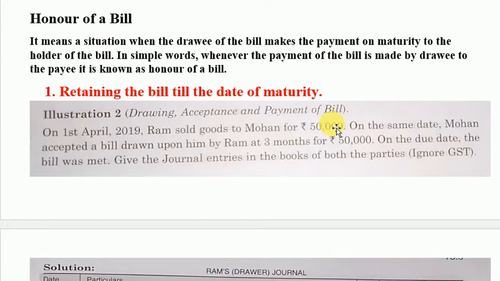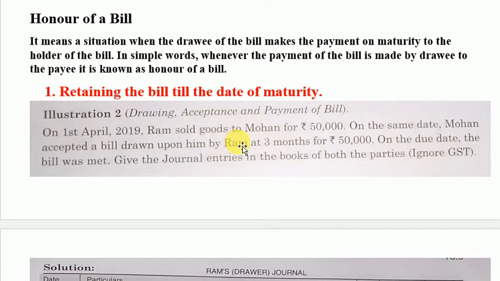So when we pass the entries, we have to pass the entries both in the book of the seller as well as buyer. Now the next line says, on the same date, Mohan accepted a bill drawn upon him by Ram at 3 months for rupees 50,000. So let us first of all understand the meaning. Mohan is the acceptor of the bill, and I hope you all know that acceptor is drawee. Drawee's another name is acceptor. And who has drawn the bill? Bill has been drawn by Ram. In every situation, in every question, the seller will only draw the bill. Buyer can never draw a bill, he will only accept the bill.